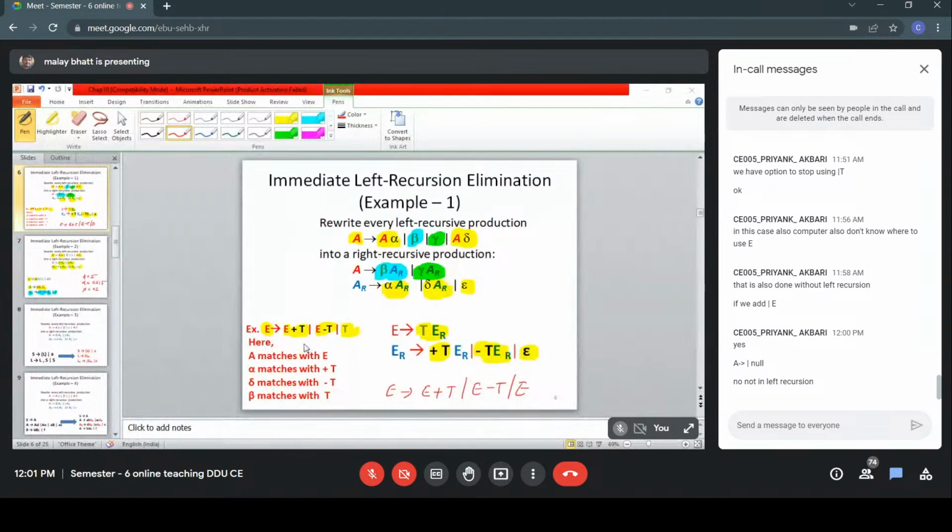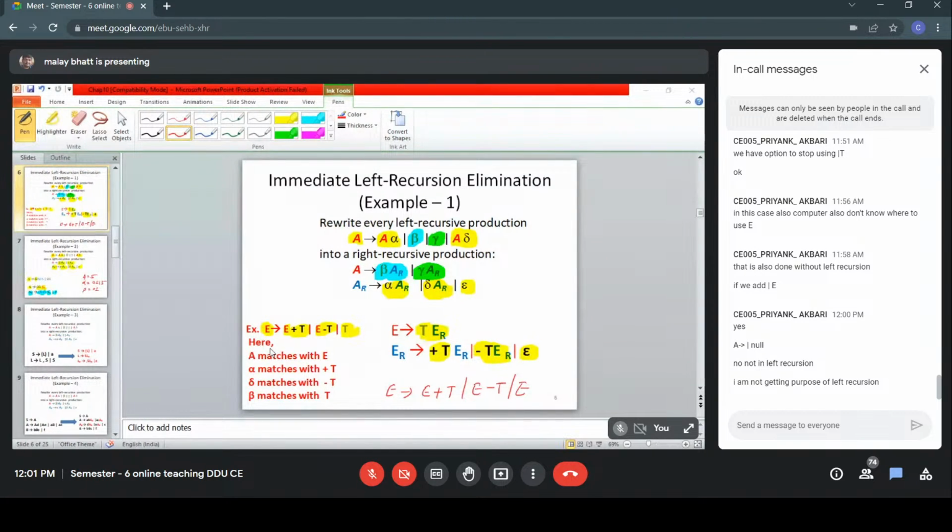No, not in. Yes, A gives null. What we have? No, not in left recursion. Yes, can you elaborate, Priyank? So if we add E, I think that is for the previous one. Where you want to add E?